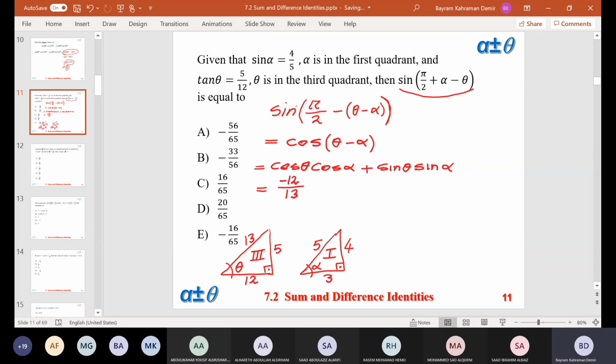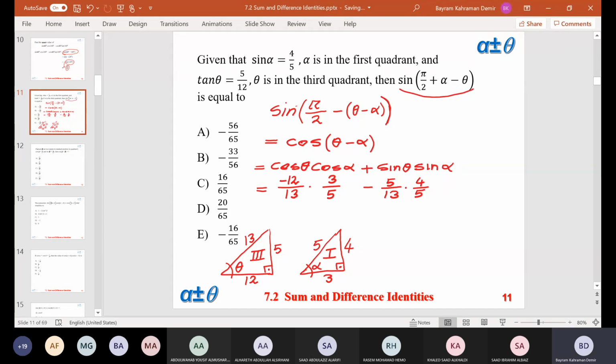And how about cosine of alpha? Cosine of alpha is 3 over 5, right? And let's see, how about sine of theta? Sine of theta is minus 5 over 13. Yes, it will be negative 5 over 13. And sine alpha is already there, 4 over 5.